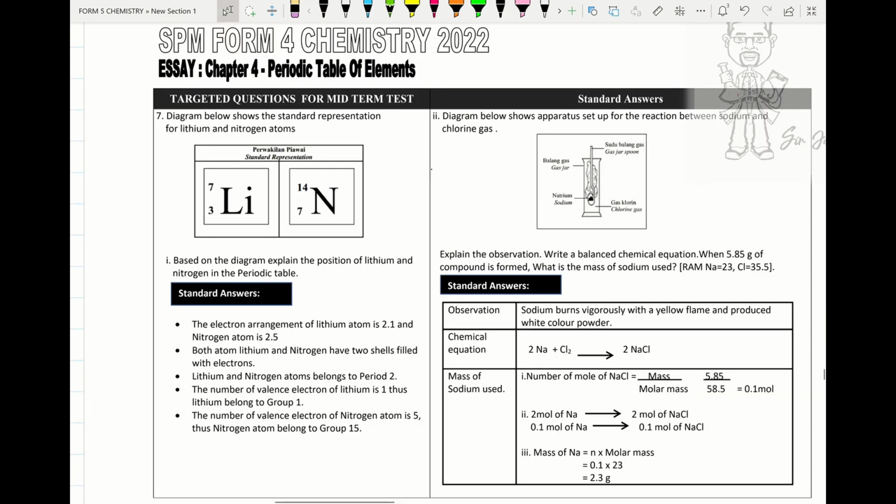Please look at this question. So we try to read this essay question. Diagram 7 below shows the standard representation of lithium and nitrogen atom. So we circle the proton number 3 and proton number 7. So lithium, the electron arrangement 2.1 and the nitrogen 2.5.